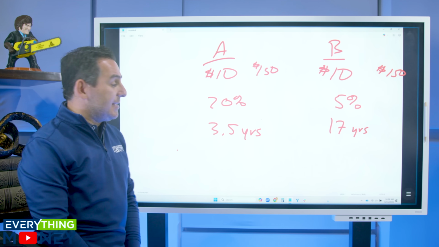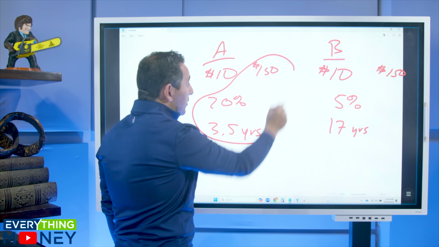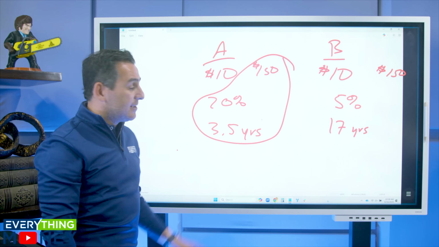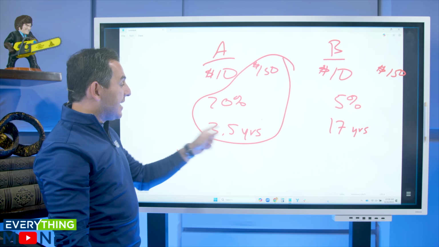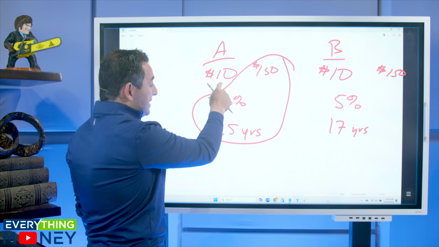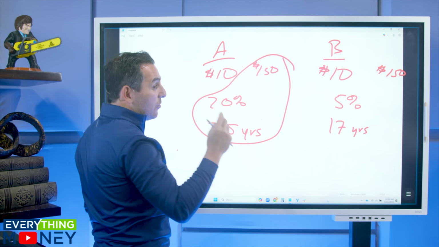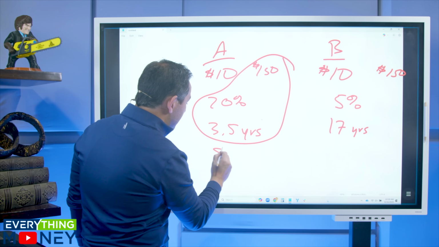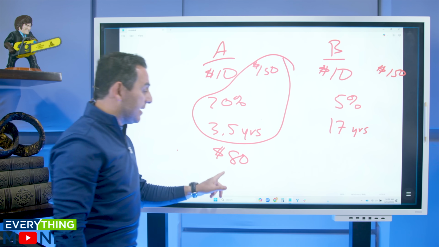Guys, everything being equal, by far this one. Because you know why? In the next 10 years, this company's going to go from $10 in profit. It's going to double 3 times. That makes $80 per share in profit.